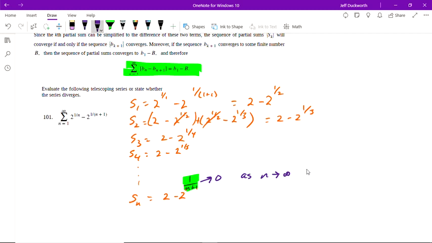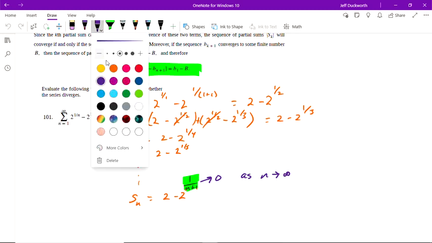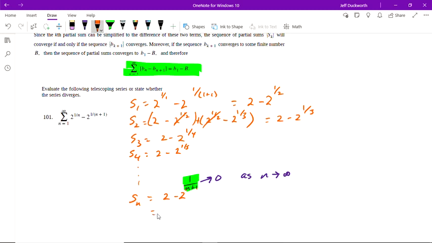So that means it's going to be 2 minus 2 to the 0 eventually. So this equals 2 minus 2 to the 0, which is 2 minus 1, which is just 1. So we can evaluate this telescoping series to be just 1. Again, work is involved, you have to show what's happening, but that's what it comes down to. It will converge, and it will converge to 1.